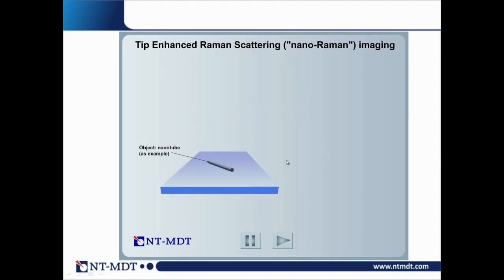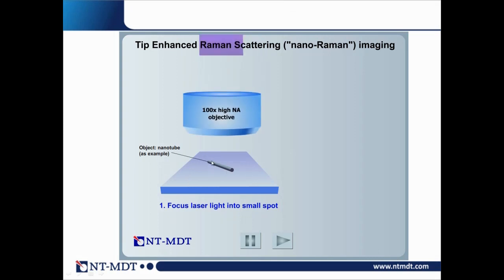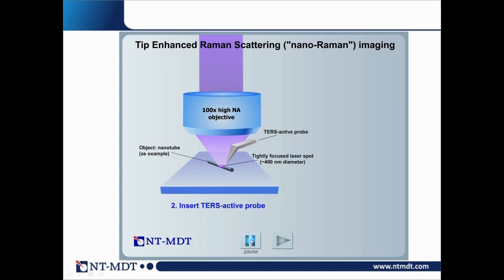This is a typical tip-enhanced Raman scattering experiment. Let's take a nanotube as an object. First we have to take an objective from the top, from the bottom, or from the side and focus the laser into the diffraction limited spot on the sample. With the top illumination option, that's about a 400 nanometer diameter laser spot. Next thing is to take a nano antenna, an especially prepared AFM or STM probe that has a localized surface plasmon at the end, and to place this nano antenna on the top of the sample, on the top of the nanotube.